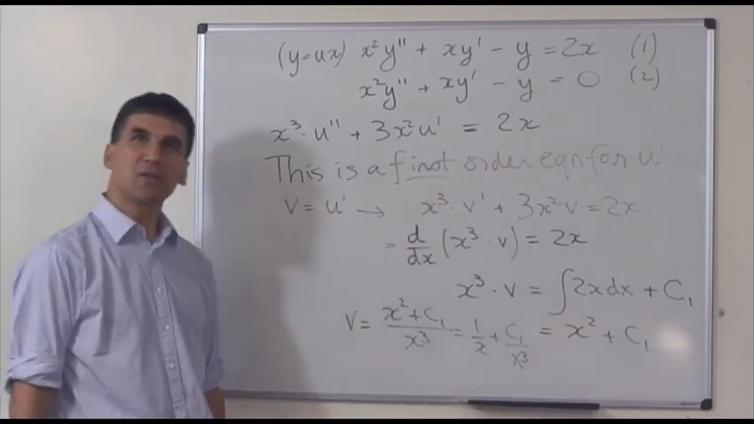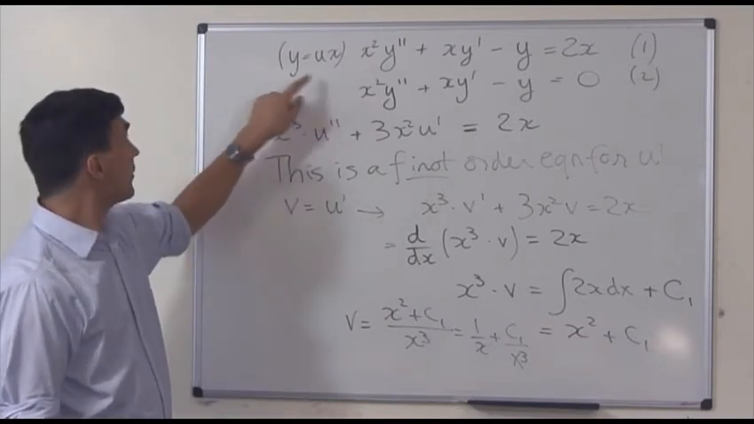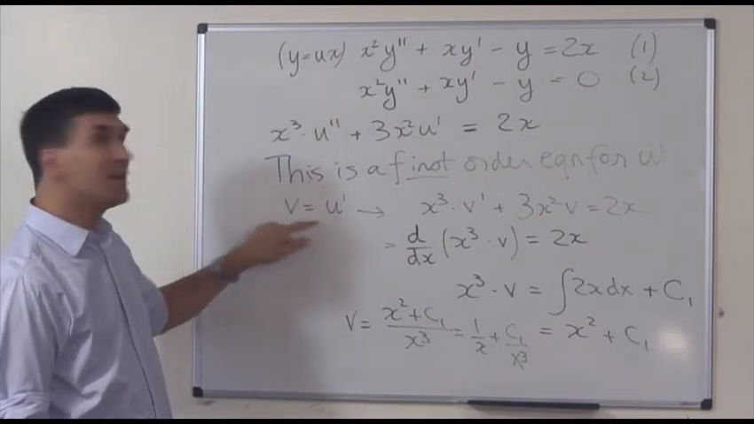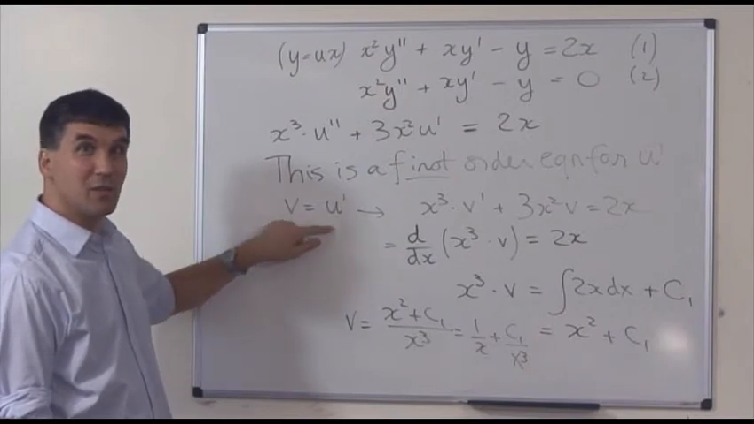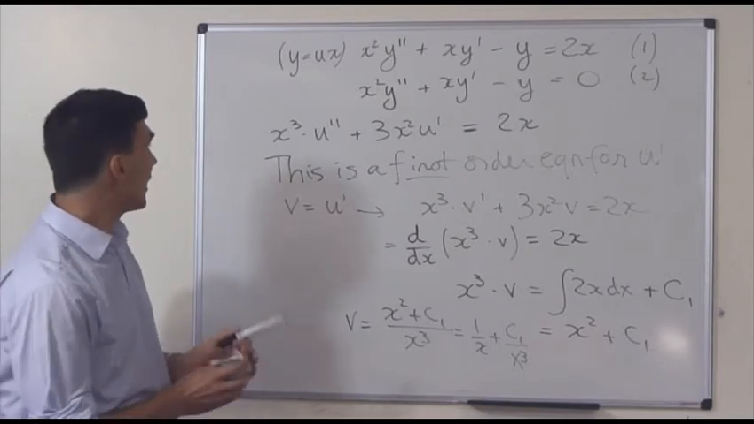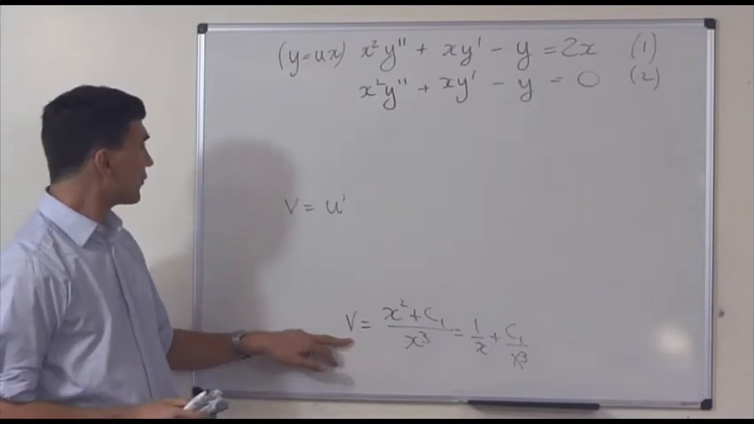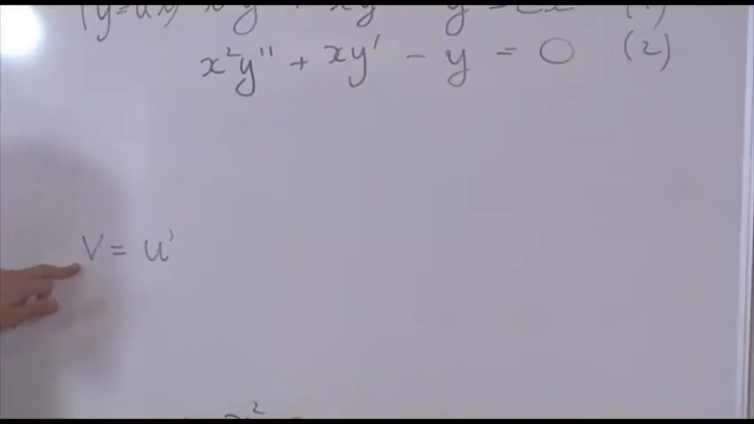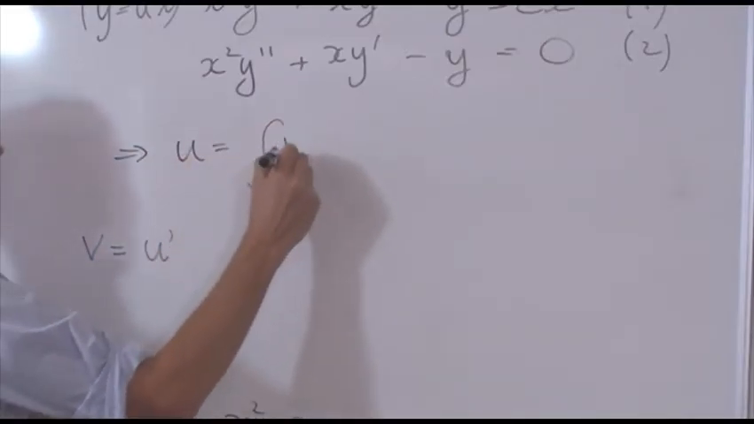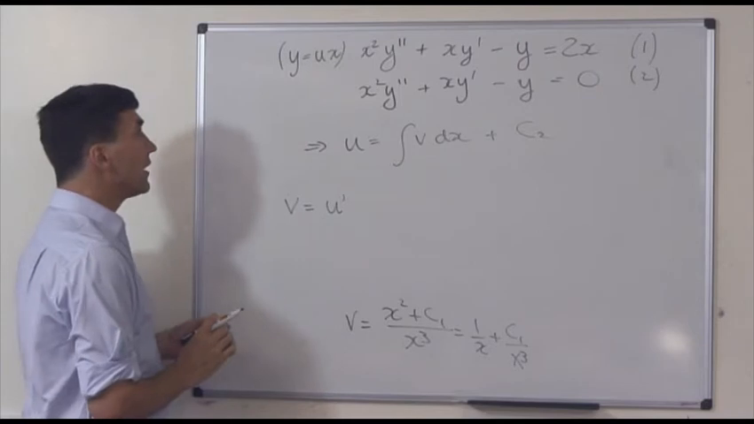So now, what were we trying to do? We were trying to solve that equation for y. Y we wrote as u times x, and u is related to v by v equals u prime. So to get u, we need to integrate v. So we now have v, and v equals u prime, and that means that u is the integral of v dx plus a second constant of integration, c2.